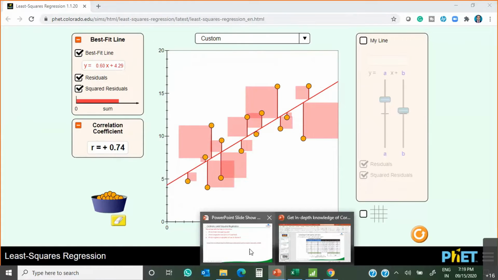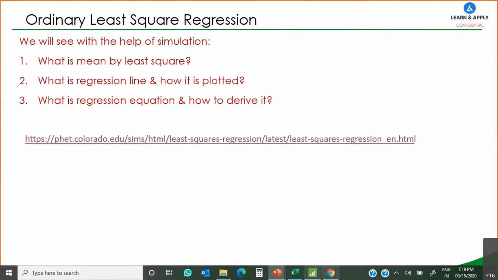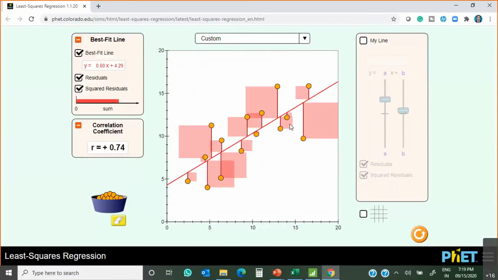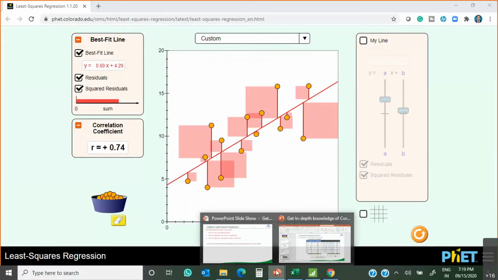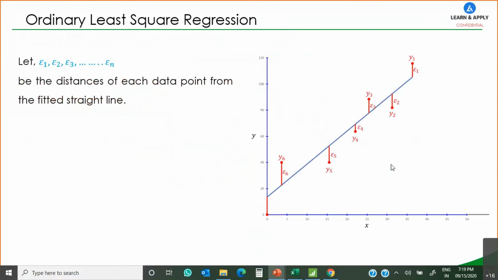Now let's go back to the theoretical part. Is it clear? Sum of squares, what is meant by residuals and squared residuals? This is important when we are going to understand the regression. Okay. Now let's understand. I have shown you one simple demonstration. Now coming to the theoretical part of it.